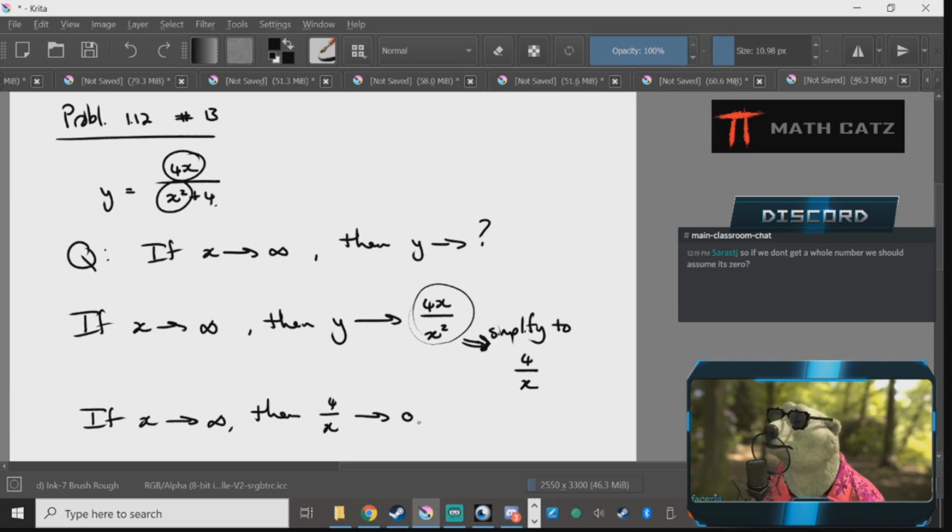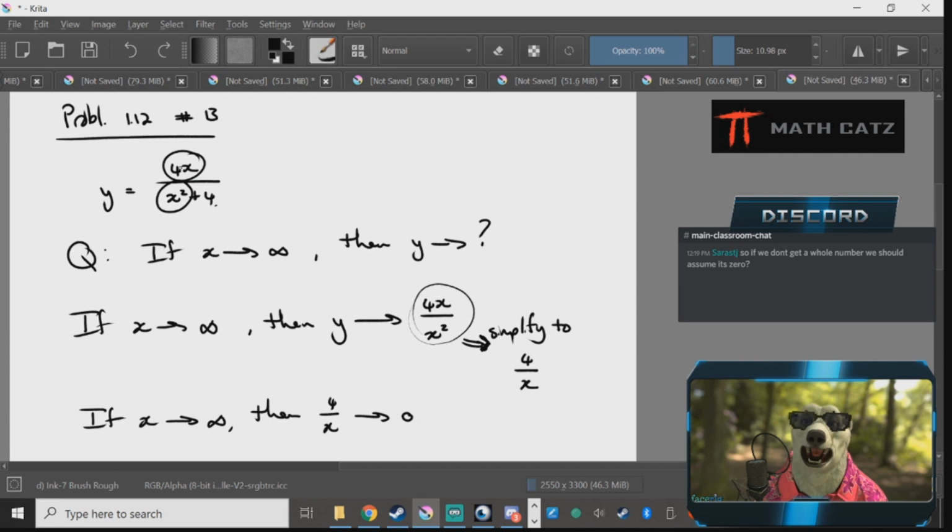Question in Discord. So if we don't get a whole number, we should assume it's 0. I'm not sure I understand. If we don't get a whole number, where? I never assume anything. I'm not sure I understand your question, unfortunately.